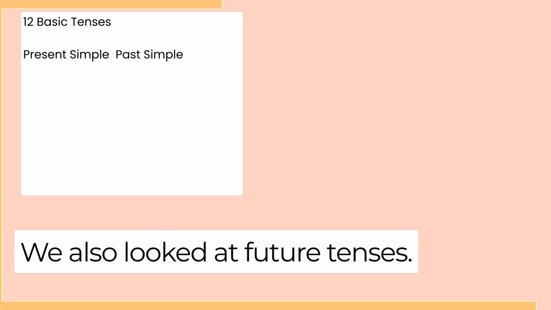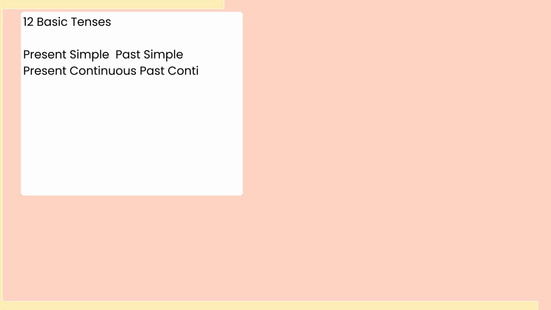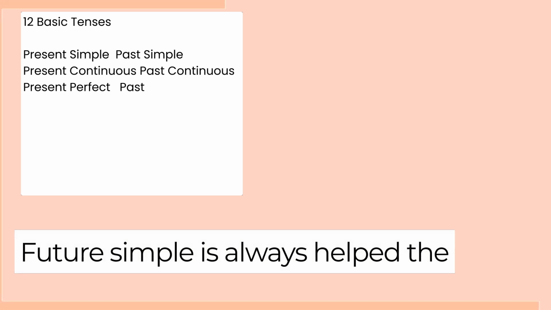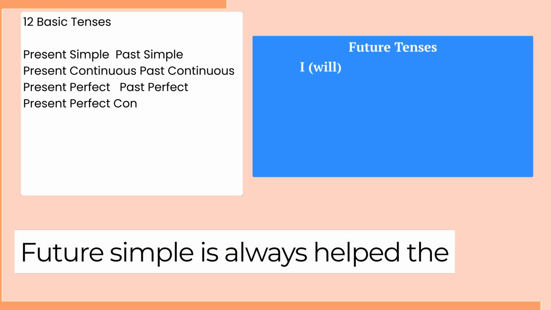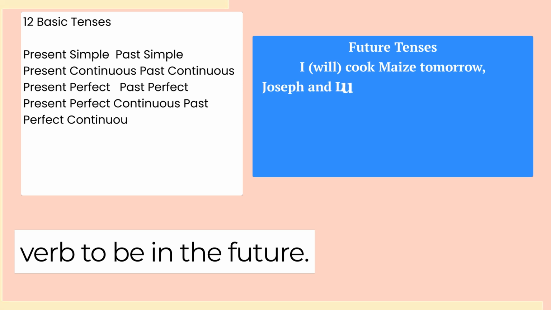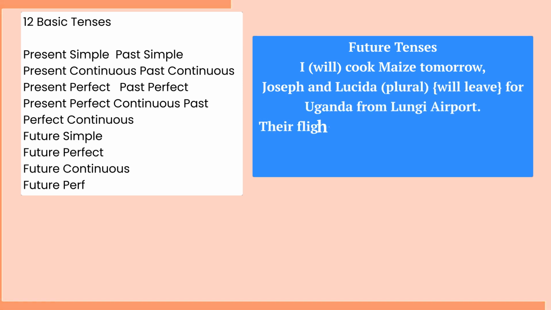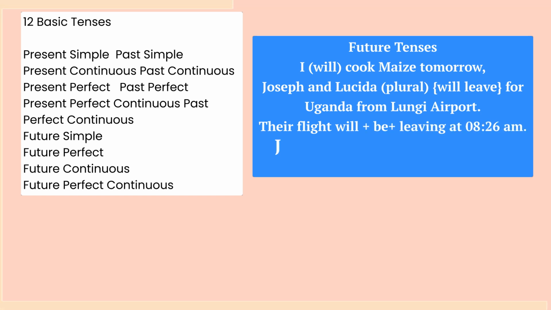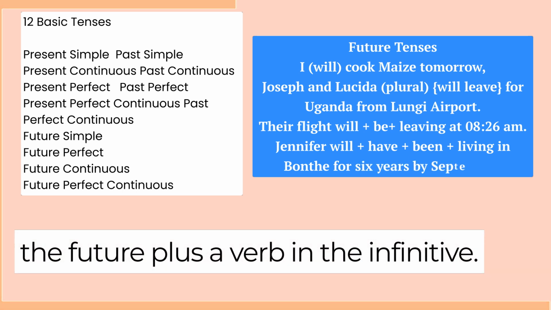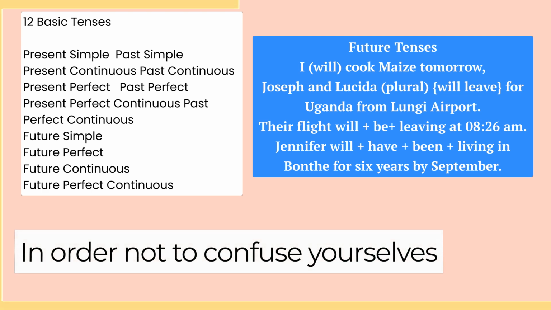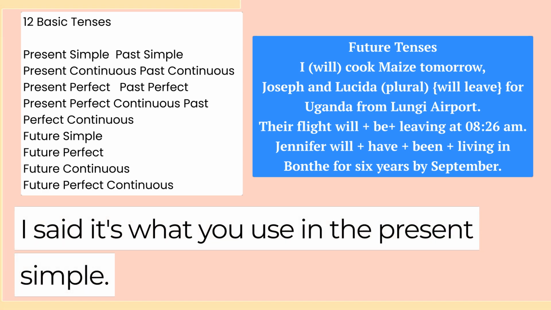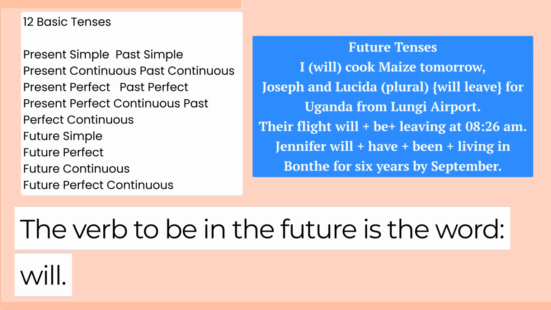We also looked at future tenses. Future simple is always helped by the verb to be in the future. The verb to be in the future is the word will. Future simple employs the verb to be in the future plus a verb in the infinitive. In order not to confuse yourselves, I said it's what you use in the present simple. Have a look at the screen.